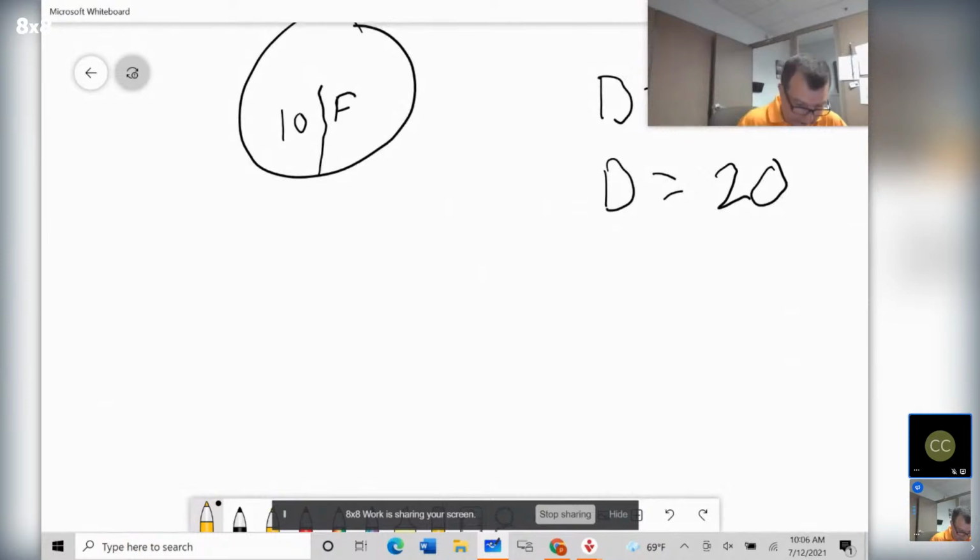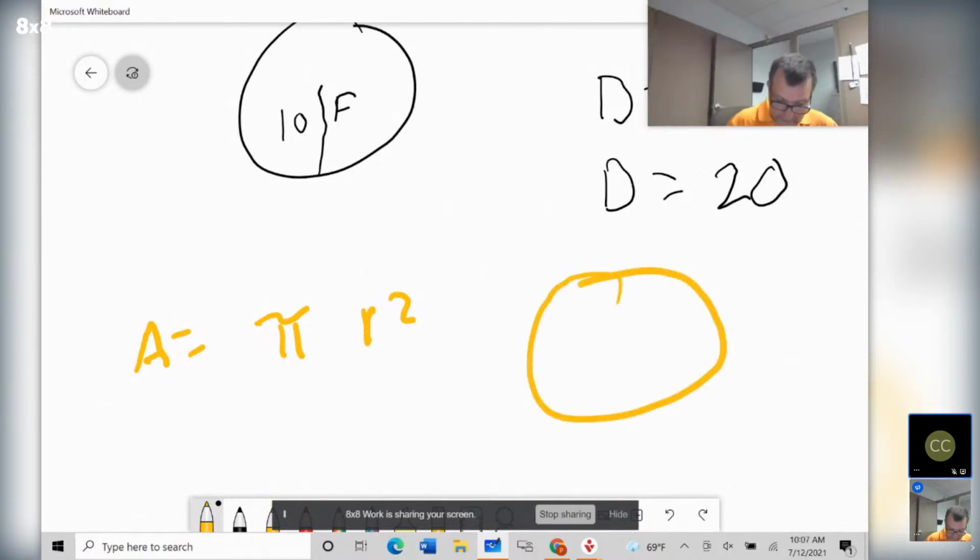So area equals pi times radius squared. So in this circle, let's say the radius is 6. We'll say that's line A. So you know the radius is 6. So what we're going to do is square the radius. So 6 squared is 36.